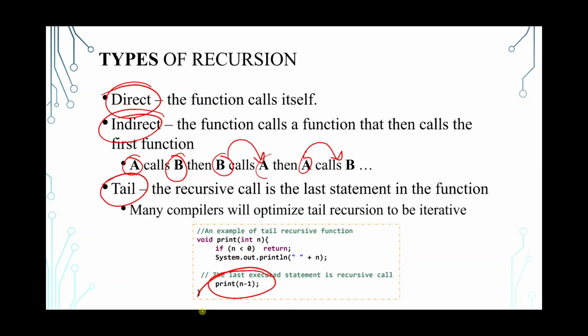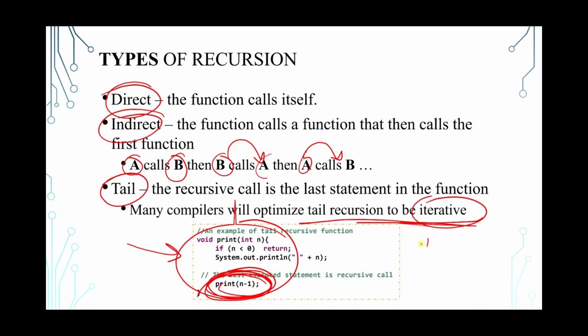Now, many compilers optimize tail recursion into an iterative solution. Basically, internally, they convert this function implicitly because it's a tail function: the recursive statement is the last thing in the function. They convert it to an iterative solution, which is a solution that uses for loops, while loops, and all these iterative tools.